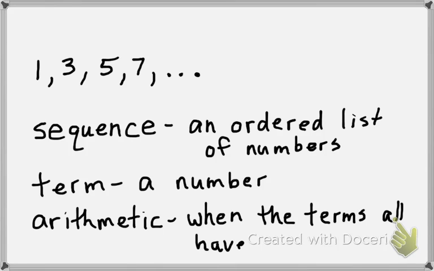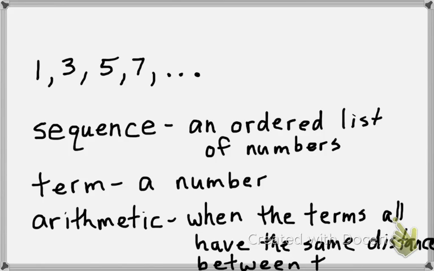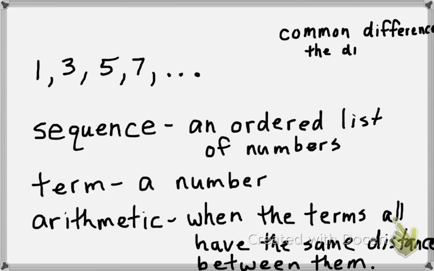And an arithmetic sequence is when the terms all have the same difference. Okay? Which means there's the same distance between each number. Like the 1 and the 3, that's a distance of 2. The 3 and the 5, it's a distance of 2. The 5 and the 7, also a distance of 2. Then we have a common difference. The common difference is whatever that distance is, as long as it's all the same. So if they all have a difference of 2, then the common difference is 2.